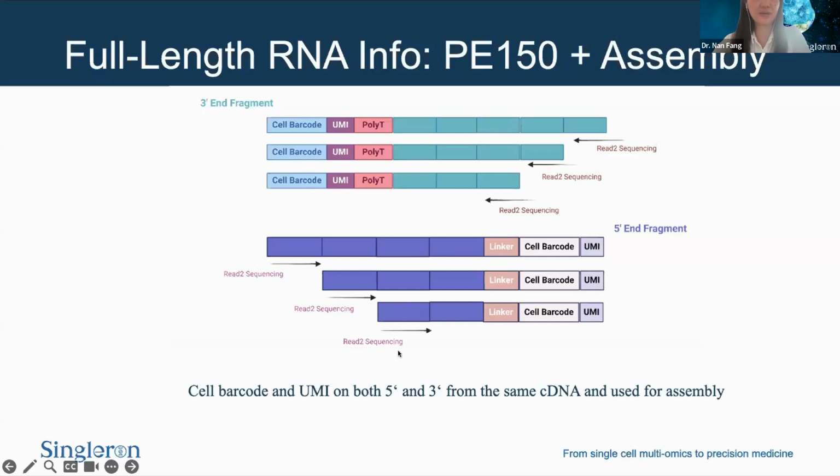And now we can collect all of the reads with the same UMI plus cell barcode together. We know they come from originally the same transcript. And using a unique algorithm we developed, we can do assembly and piece them together to generate full-length RNA information by using simple standard paired-end 150 short-read sequencing.